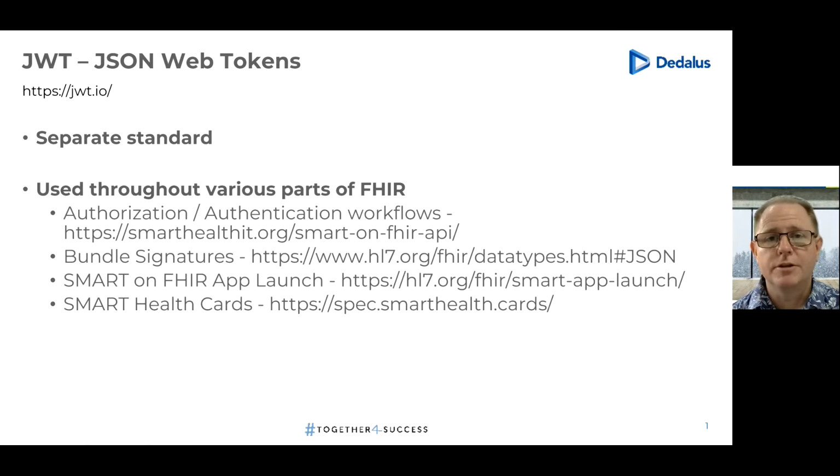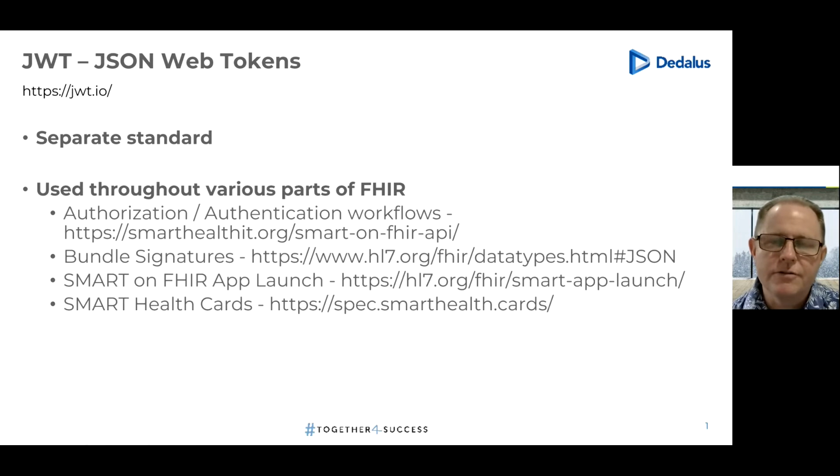So JSON Web Tokens, or JWTs. There's the URL that you need to go to find out some more information around JWTs and how they're used. So JWT.io, it's a great resource for finding out more about the standard, but also a way of generating your own JWTs in an easy to use manner. It is a separate standard, as I mentioned, so we've pulled the best parts of World Wide Web technologies into FHIR, and JWT is one of those.